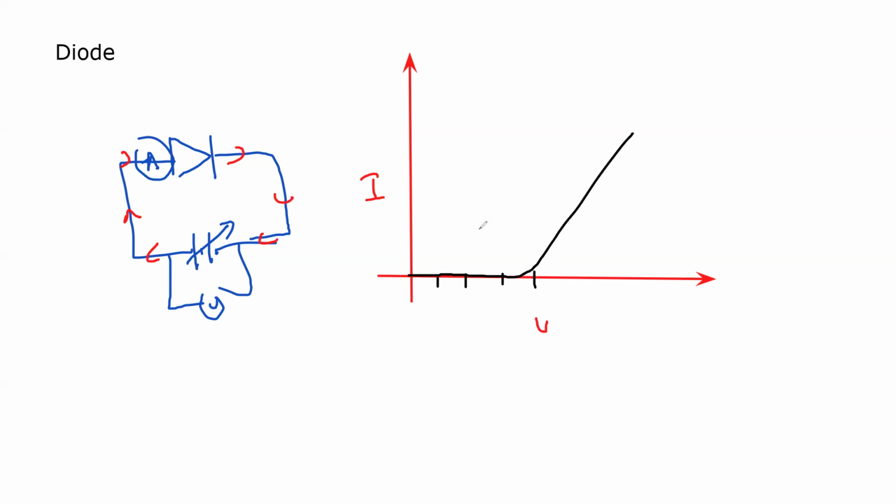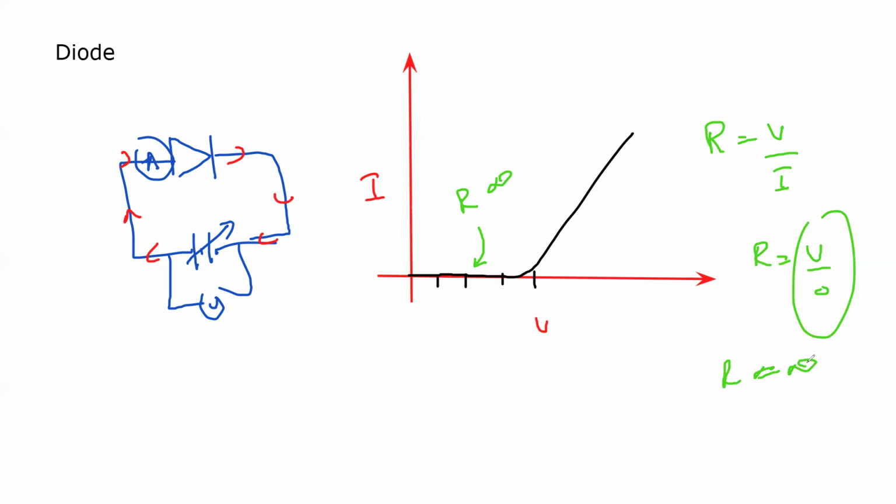And what is the resistance of a diode at this point? The resistance of a diode is infinite. Why is it infinite? Because resistance is the ratio between voltage and current. The current is zero. So voltage divided by zero, what will I get? I will get infinity.